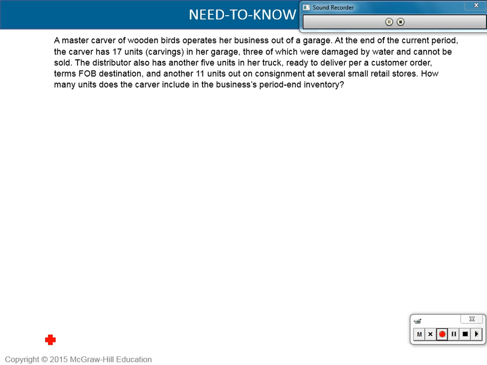Okay, see if you can grasp this. This carver had 17 units, right? 3 of them were damaged and can't be sold. They had another 5 units sitting in the truck that are going to a customer, and it's terms FOB destination. And another 11 units out on consignment. How many units do they have left? Or what's the total count of the inventory?